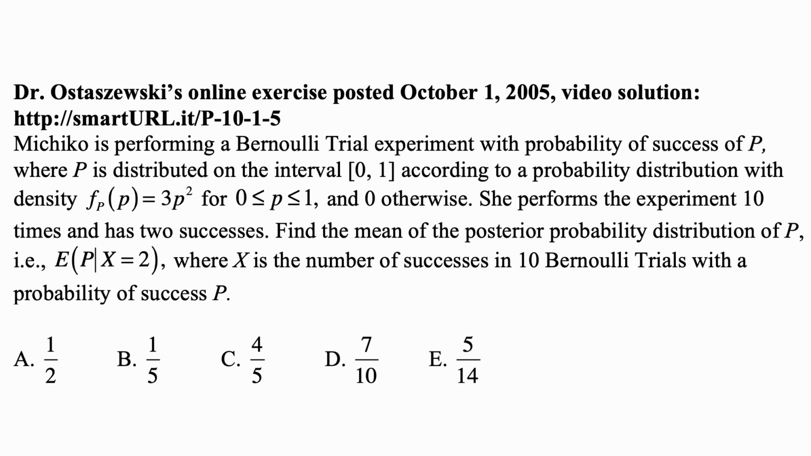Here's a problem for today for exam P on probability. Michiko is performing a Bernoulli trial experiment with probability of success P, where P is distributed on the interval from 0 to 1 according to a probability distribution with density f sub P of p equal to 3p squared for p between 0 and 1 and 0 otherwise. She performs the experiment 10 times and has 2 successes. Find the mean of the posterior probability of P. So the expected value of P, given that X is equal to 2, where X is the number of successes in 10 Bernoulli trials with a probability of success P.